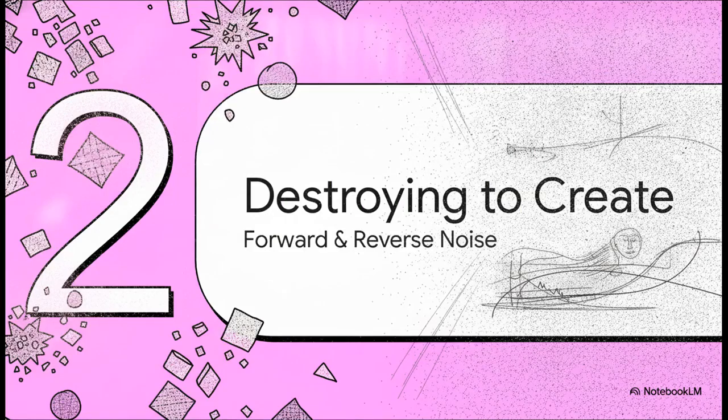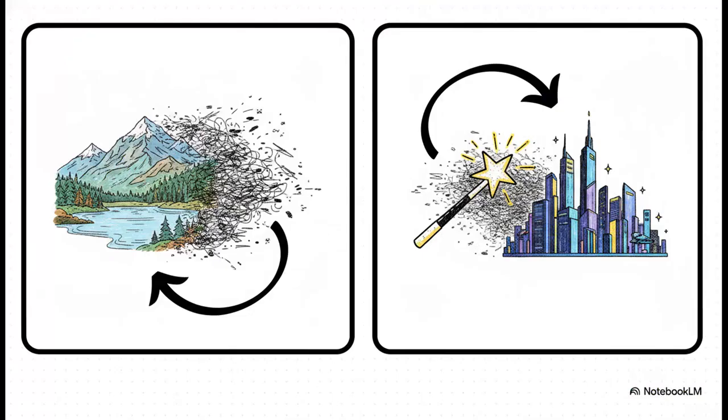Which brings us to section 2, the paradox, destroying to create. This is where it gets kind of wild. To build a beautiful image, the AI first has to learn how to completely destroy one. During what's called forward diffusion, the AI takes a perfectly crisp image and step-by-step pumps it full of digital static. It keeps going until that picture is just an unrecognizable, chaotic mess of pixels. But then we get reverse diffusion. This is where the magic happens. The AI meticulously cleans up that static, basically reversing the damage to reveal a stunning brand new image.